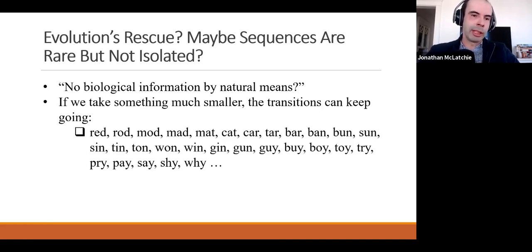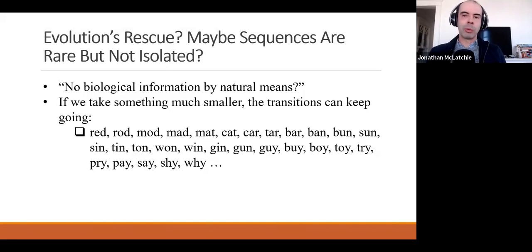So if we take just a 3-letter word in the English language, red, we have rod, and then mod, and mad, and mat, and cat, and car, and tar, and bar, and ban, and so forth. And so we can just keep changing one letter at a time and cause it to retain functional significance. Now, there's approximately 3 or 4% of possible 3-letter combinations that are actually English words.